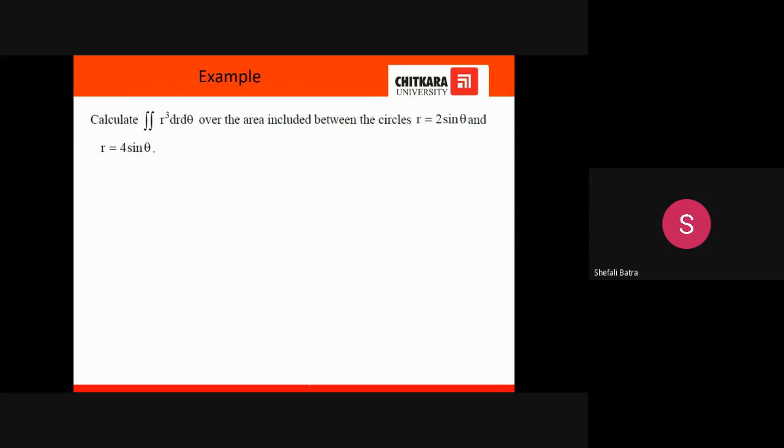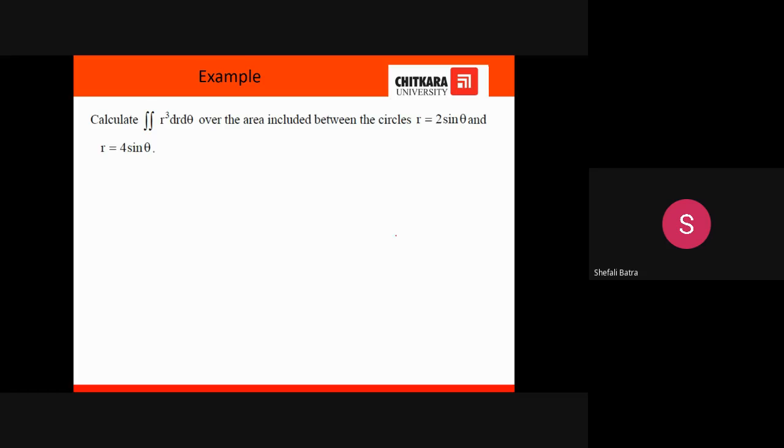Calculate double integration r cube dr d theta over the area included between the circles r is equal to 2 sine theta and r is equal to 4 sine theta. Right? Now my first question is how to sketch r is equal to 2 sine theta. How will we sketch it?